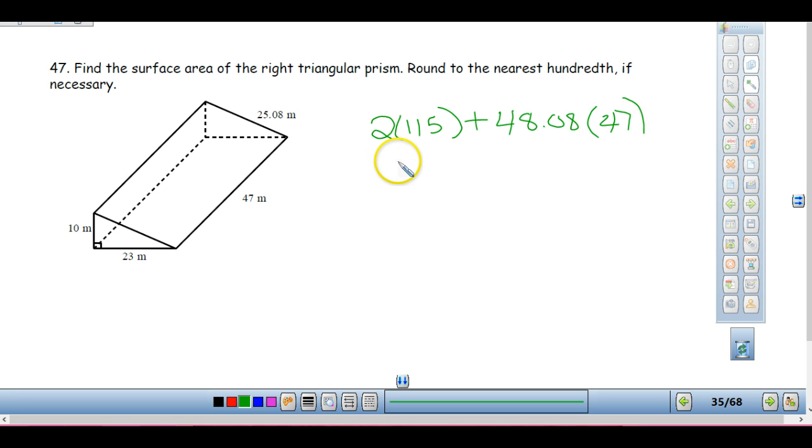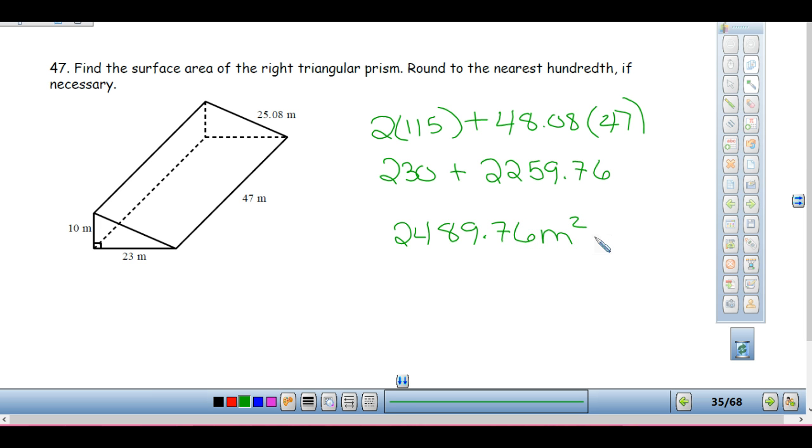Okay, so we figure all this out and it's 230 plus 2259.76. So we end up with 2489.76 meters squared for the surface area.